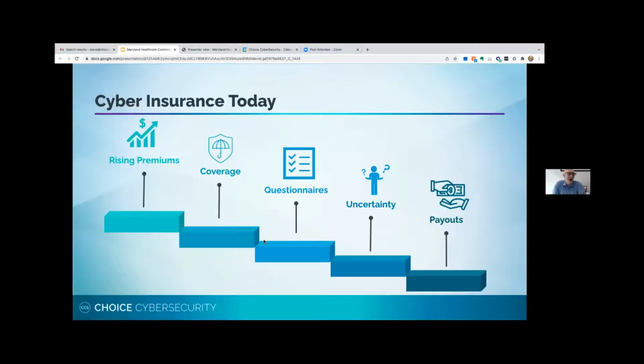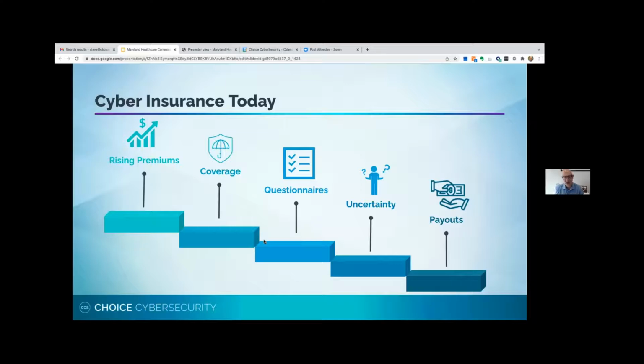So where is cyber insurance today? So you're seeing rising premiums. The premiums are just rising across the board. In some industries, they call it soaring. But the premiums could be anywhere from double to triple over today and over the next couple of years.